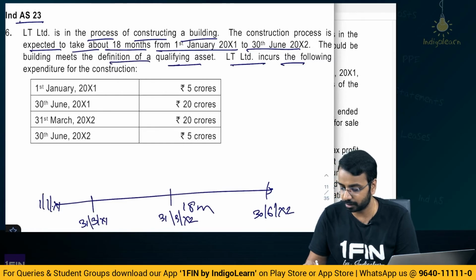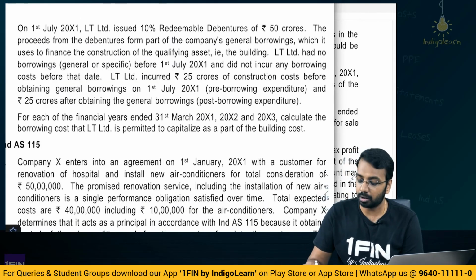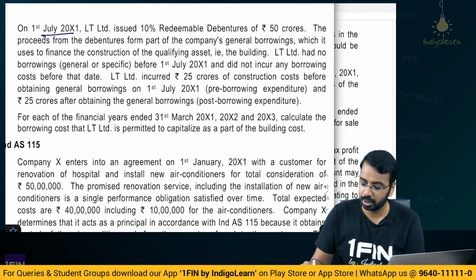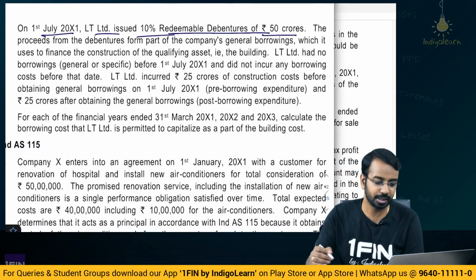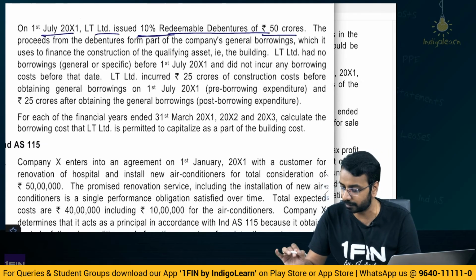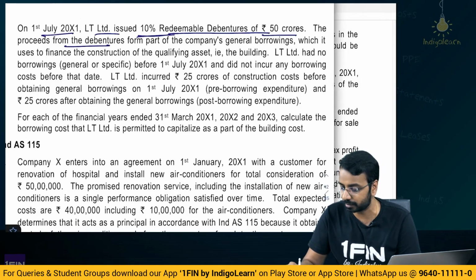LT Limited incurs the following expenditure. 1st of January 5 crores, 30th of June 20 crores, then 20 crores, then 5 crores. On 1st of July of year 1, LT Limited issued 10% redeemable debentures for 50 crores. How much they have spent? They have spent 50 crores and they have issued debentures of 50 crores. The proceeds from the debentures form part of the company's general borrowing.